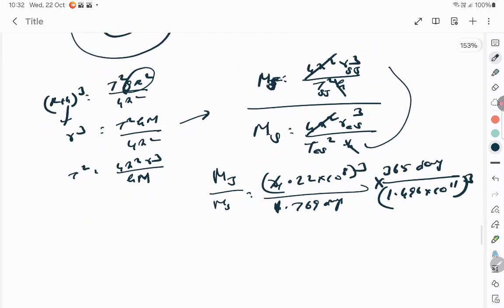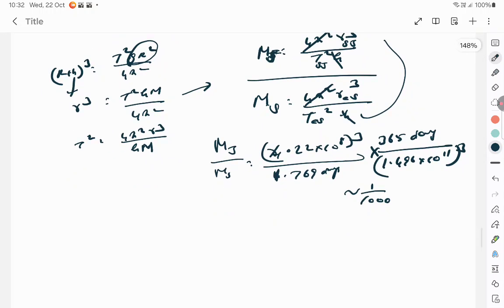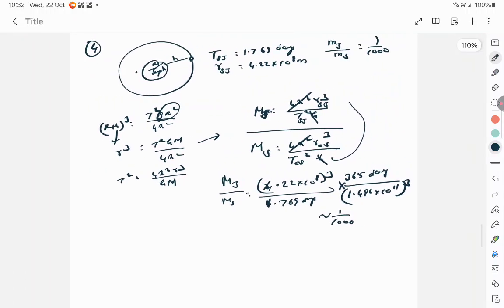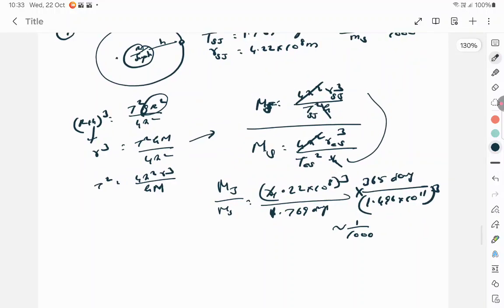So just do this calculation, make sure you are getting an answer which is 1 by 1000, approximated to 1 by 1000, and that's all. So these are the values you're supposed to substitute. Keep days as days so it's easier to calculate. And that's about it.